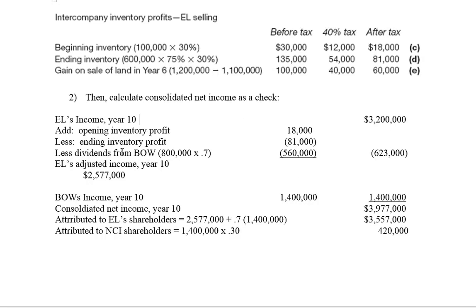So I'm going to pause and take a little break here, all right, and then I'm going to come back and we're going to work on this calculation of consolidated net income and then put together the consolidated income statement as well as calculate consolidated retained earnings at the end of year 10.